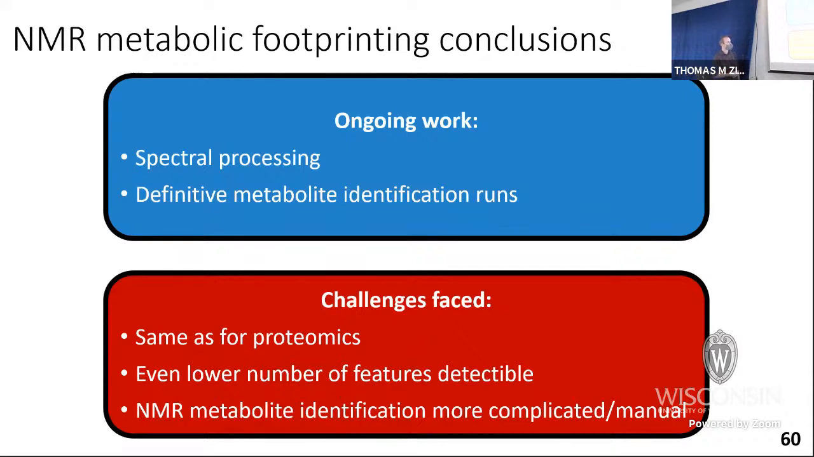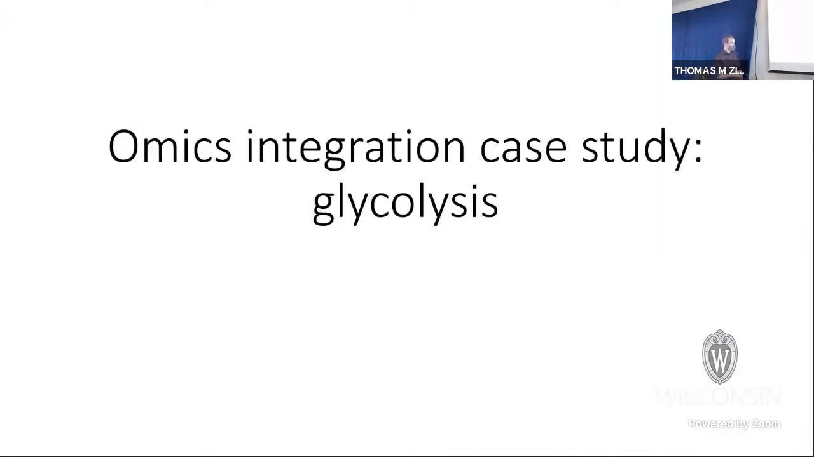A lot of similar challenges. The limit of detection, or the sensitivity, of NMR is much less than mass spectrometry, so we get many fewer metabolites. For proteomics, we get maybe 4,000 or 5,000 proteins. For the intracellular mass spec-based metabolomics, we get maybe on the order of 1,000 or 2,000 metabolites. For NMR, we might get maybe 100 or 200 metabolites coverage. And then, as I mentioned, the metabolite identification is actually much more complicated and much more manual process.